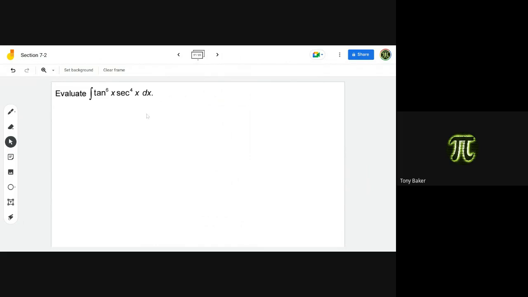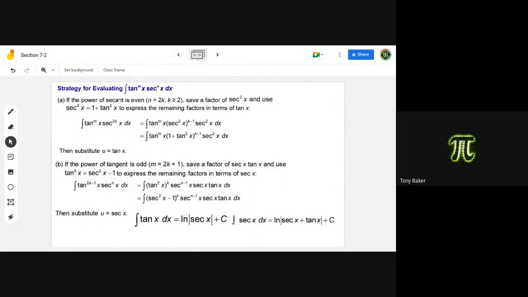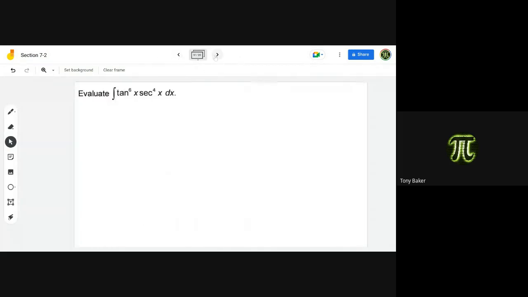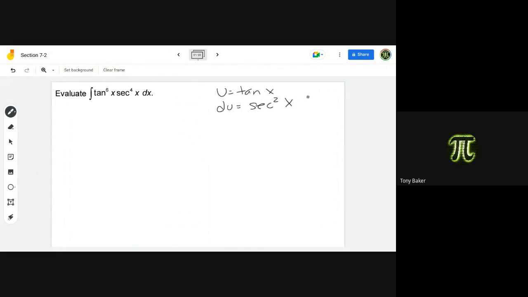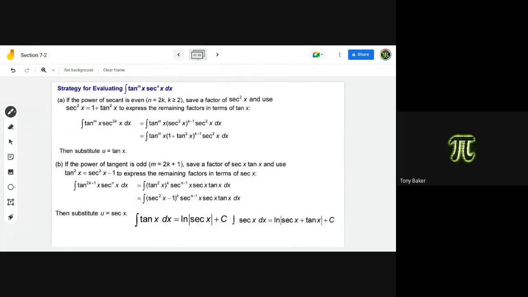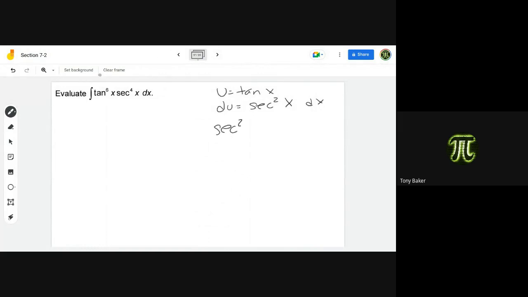All right. Tangent to the 6th x, secant to the 4th x. Which of those two rules am I using? First one says if secant's even in this problem. So that's what we're going to use. That one said set u to be tangent of x. So u is tangent of x, so du is secant squared x dx. And it was 1 plus tangent squared x. So secant squared x equals 1 plus tangent squared x.